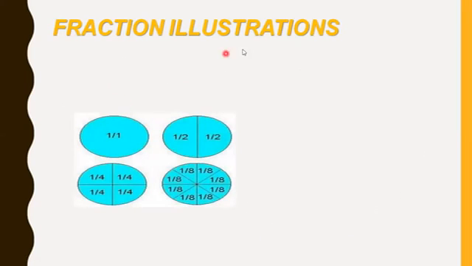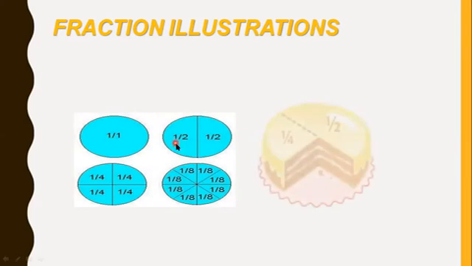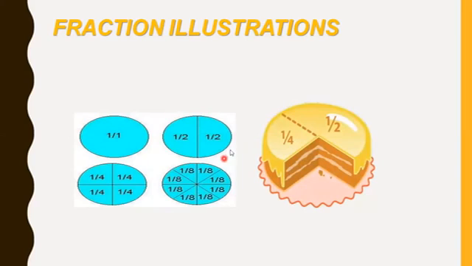Next, fraction illustrations. This is the fraction 1 by 1. It is a whole. Next, this whole we divided into 2 parts. So this is called 1 by 2 and this is also 1 by 2. The whole is divided into 2 equal parts, which is 1 by 2 here, and also 1 by 2. In the same way, here the whole we divided into 4 parts. So each part is called 1 by 4, which is a quarter part. And this is the half part.